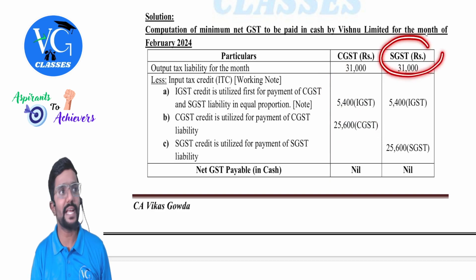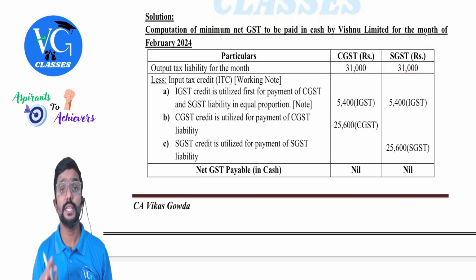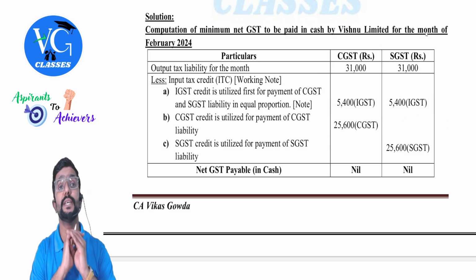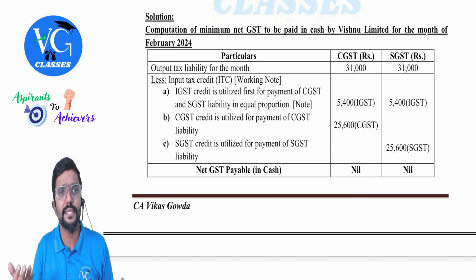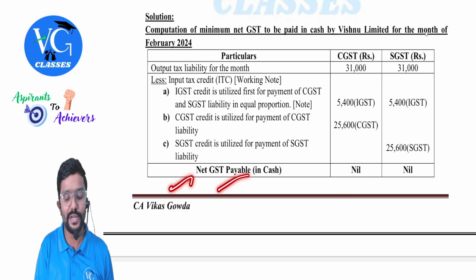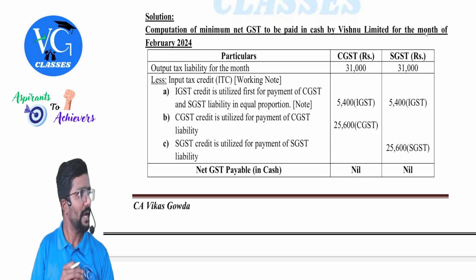Remaining, can I go and adjust it against SGST? No. CGST credit cannot be adjusted against SGST. That means the remaining credit, will I carry it forward to next month? Yes. They have not asked us to calculate. If they ask us to calculate, then in the next line, I will do that also.